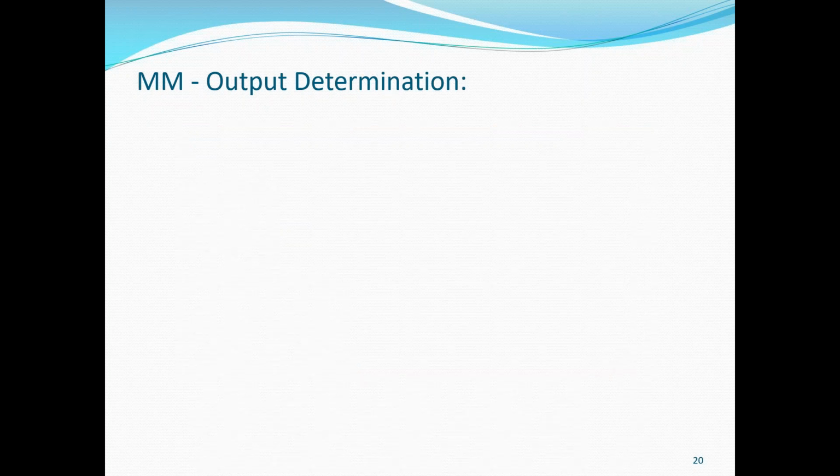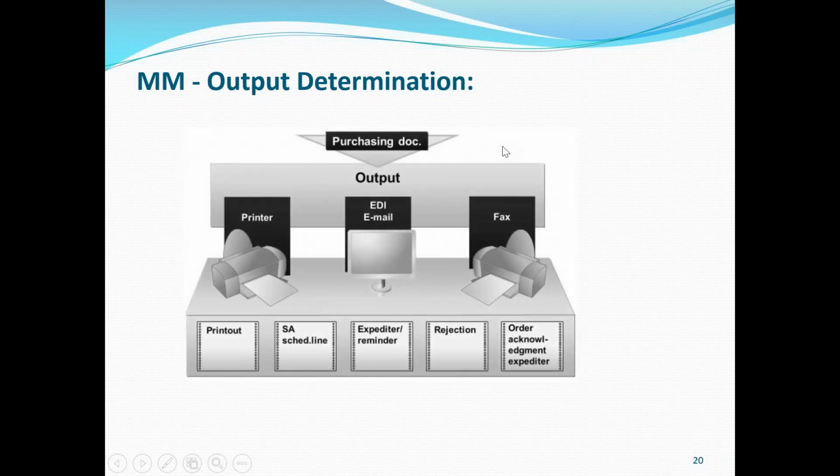The next one is output determination. Whenever we are dealing with our suppliers or within the company, whenever transactions are executed or documents are created, for example, in our procure to pay cycle where we are creating the purchase order, this purchase order, which is a business document, must be shared with the supplier. How this purchase order is shared with the supplier, that we will be discussing in detail in the output determination.